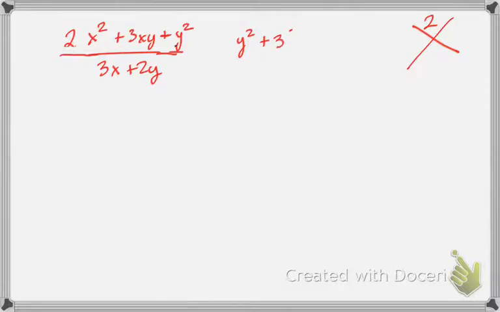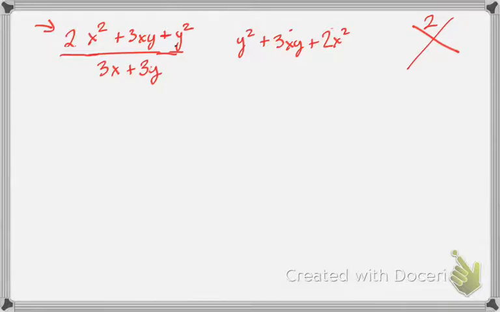Oh, I see what you're saying. I see what you wanted to tell me. Should have been a 3 here, right? Okay. So plus 3xy plus y squared. Okay? So normally, plus x squared. Plus 2x squared, right? If it were like 2y squared. No. This is the original problem.